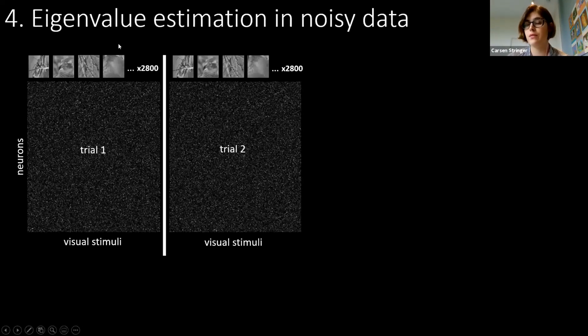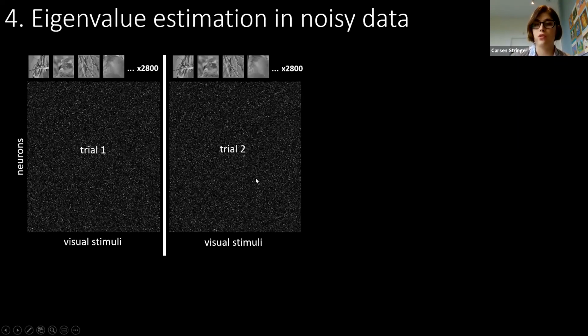You look at the eigenvalues of the data. But these eigenvalues can be corrupted by noise. For instance, if you have noise in your data, you're not going to be able to estimate the eigenvalues directly. And in our case, you can't estimate them directly from a single set of repeats to stimuli. So you need at least 2.